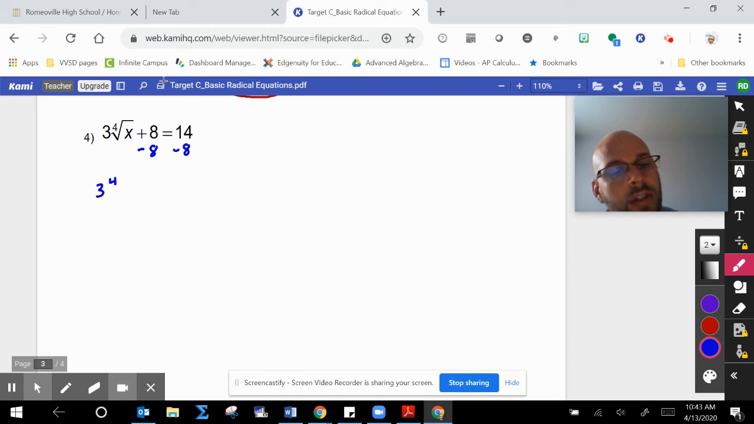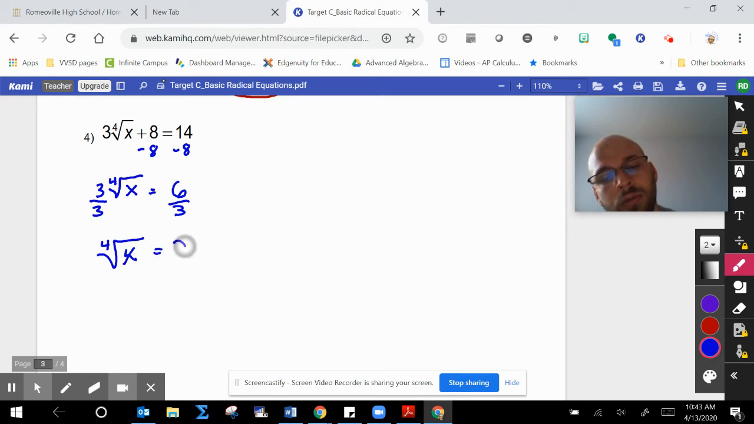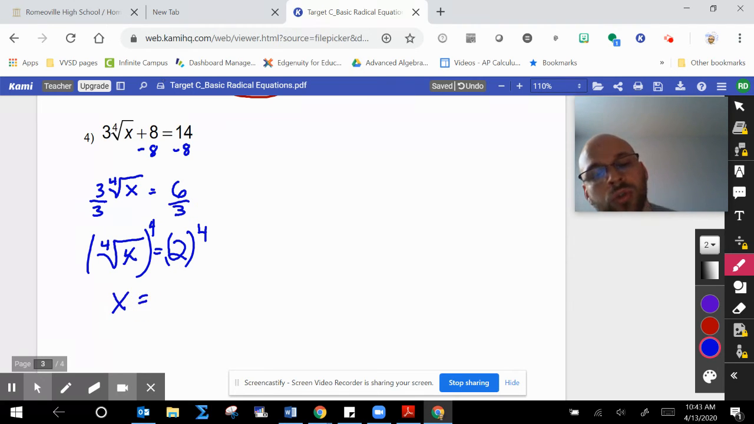So I have 3 times the fourth root of x equals 6. I'm going to divide both sides by 3, which gives me the fourth root of x is equal to 2. And just like we did before, I'm going to use the inverse operation here, which is going to be the power. Get my stylus working here. There we go. Okay. Which is going to be the power of 4. And I now have x equals 2 to the fourth power.